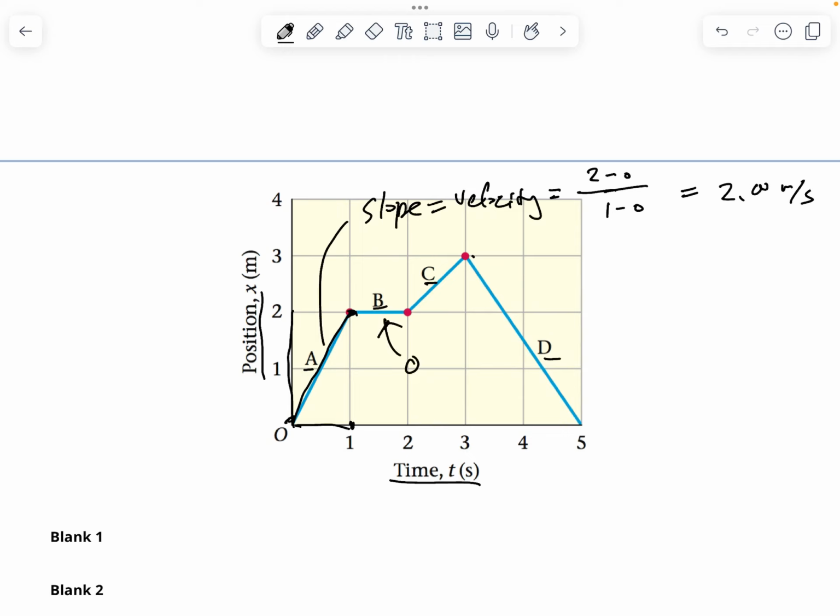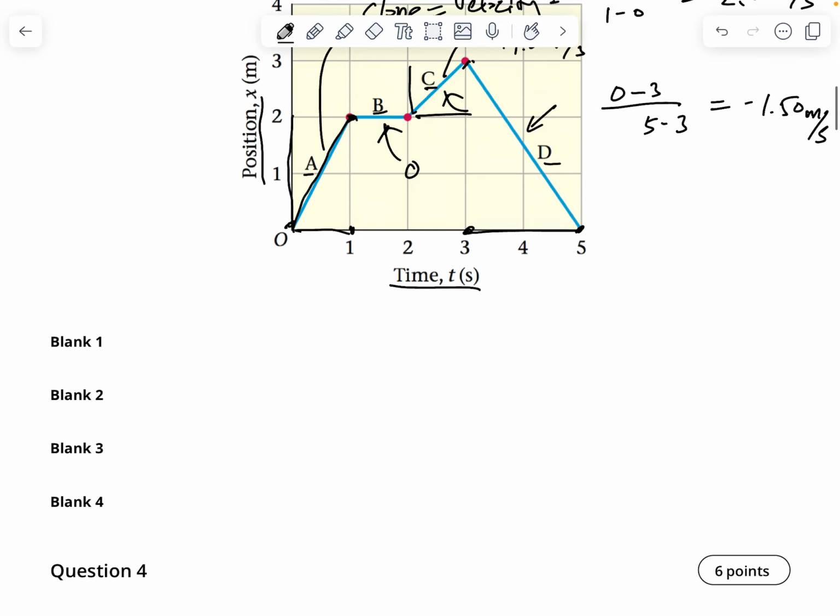So this slope is 0. So this one is, you see, rise here is 1. This is also 1. So this is 1.00 meter per second, right? So for this one you can tell final is 0, initial here is 3. So this one is 0 minus 3, over 3 to 5, right? So 5 minus 3. So this is negative 1.50 meter per second, all right?